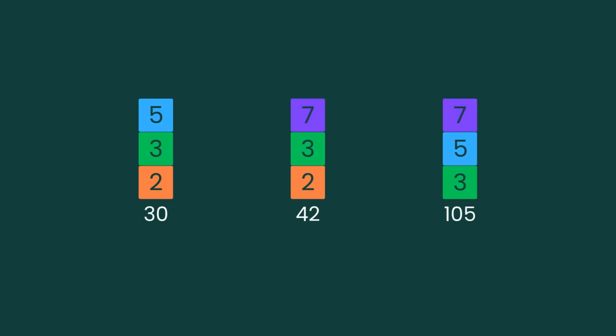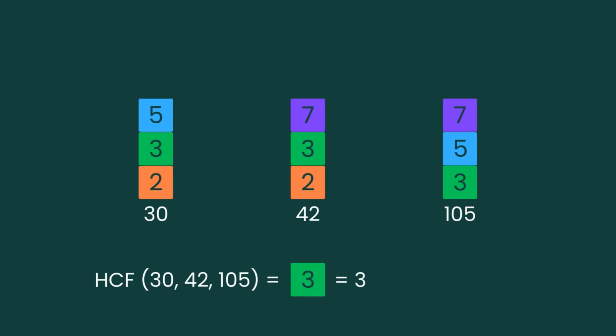But what is the largest group of prime cards common among all three buildings? That's right. It's 3. So, the highest common factor, HCF, of 30, 42, and 105 is 3. This is the biggest number that divides all three numbers perfectly.